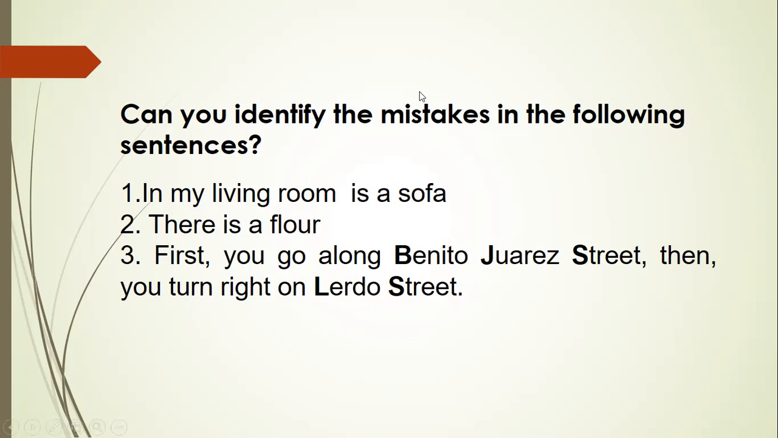Vamos a ver. En la primera oración, in my living room is a sofa. En la segunda, there is a flower. Y en la tercera, first you go along Benito Juárez Street, then you turn right on Lerdo Street. I would like you to tell me what the mistakes are in the first sentence. ¿Alguien reconoce cuál es el error en la primera oración? In my living room is a sofa.